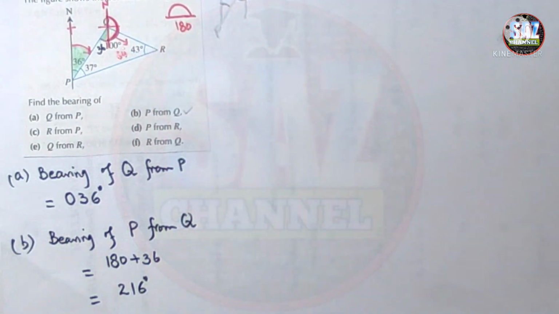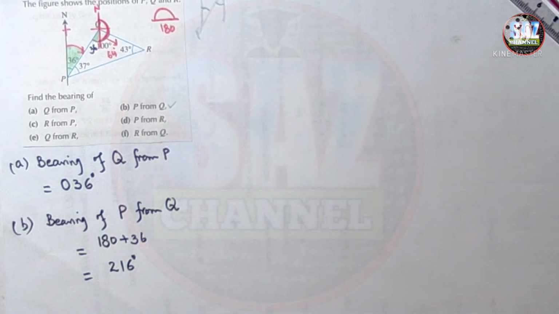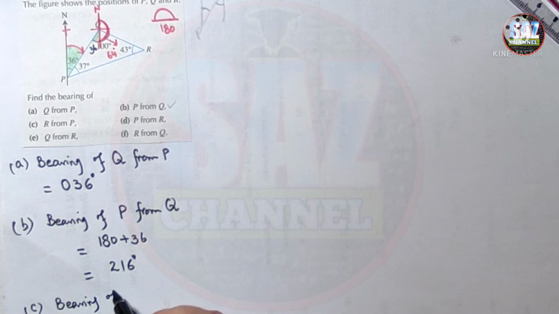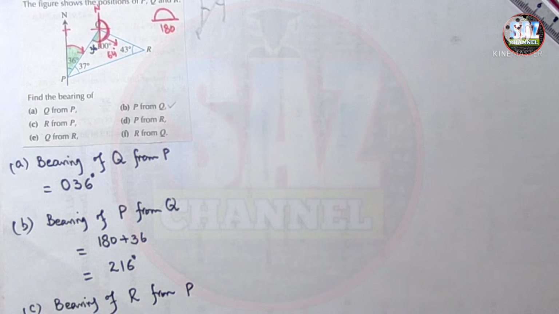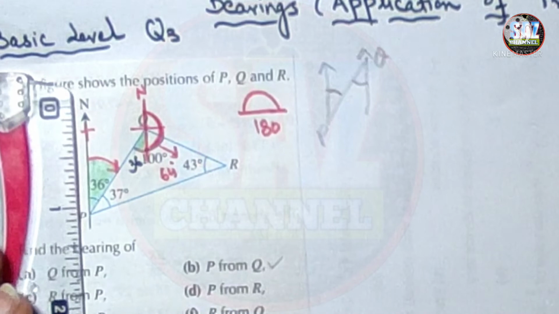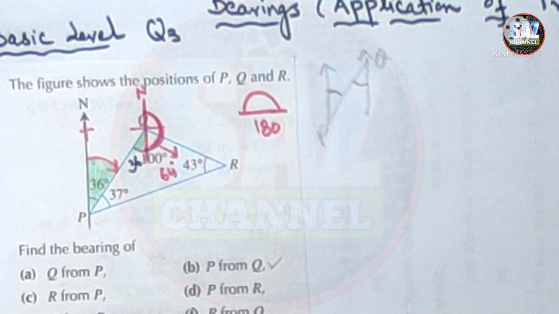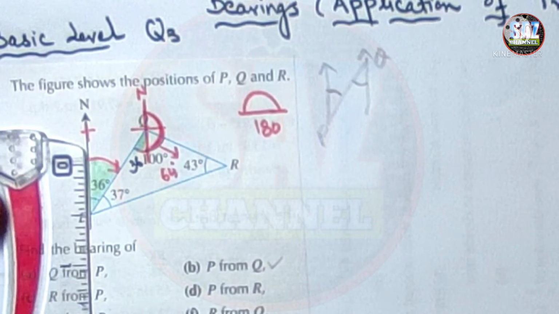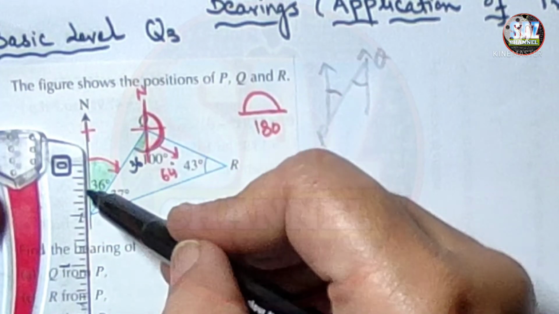Now the next part is part C of the same question, the bearing of R from P. Again recall the lesson: at which point do we have to start the movement and at which point do we have to stop our movement? Bearing of R from P means that we have to start the movement from the north of P, and we have to stop at R. Bearing of R from P.